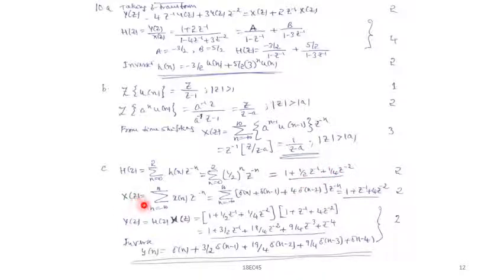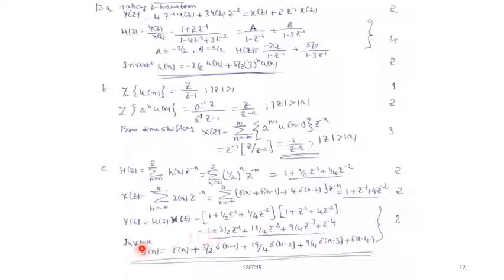Similarly, find out X(z). Again, take the Z transform of x(n). I'll get the answer as 1 plus z inverse plus 4 z to the power minus 2. Then the convolution property: convolution in the time domain is equal to multiplication in the z domain. So just multiply the two equations, H(z) and X(z). You get 1 plus 3 by 2 z inverse plus 19 by 4 z to the power minus 2 plus 9 by 4 z to the power minus 3 plus z to the power minus 4.